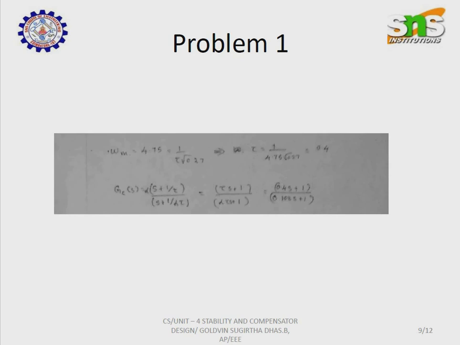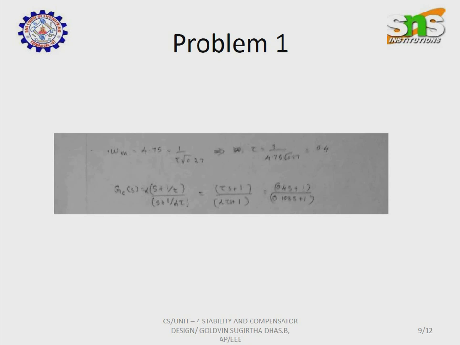Since we have known the value of alpha and tau, we can substitute that in the transfer function. Gc of s equal to alpha into s plus 1 by tau divided by s plus 1 by alpha tau, which is equal to tau s plus 1 divided by alpha tau s plus 1, which is equal to 0.4 s plus 1 divided by 0.108 s plus 1.